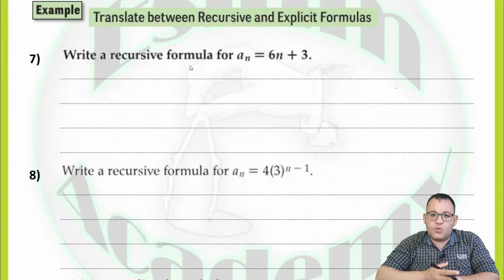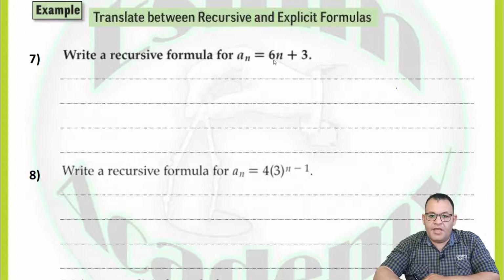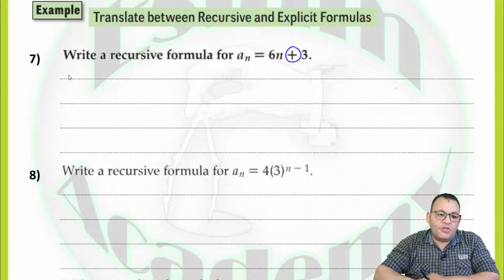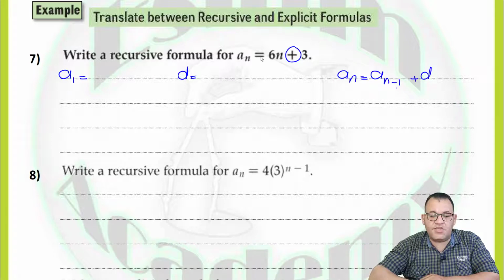In this part of the lesson, we'll learn how to convert between the recursive formula and the explicit formula. So we need to write the recursive formula for an equals 6n plus 3. Because we have adding, it will be an arithmetic sequence. For any recursive formula, we need to find a1, d and an. Because we have 6n plus 3 here, it is an arithmetic sequence. So we can write an equals a(n-1) plus d, and that's the recursive formula for the arithmetic sequence.